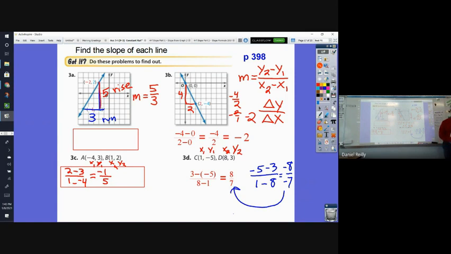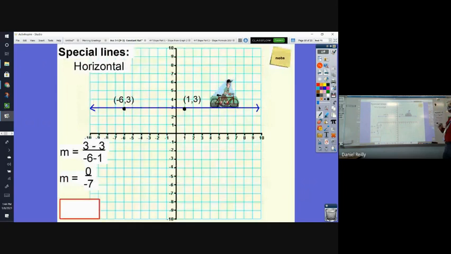The most common mistakes in these problems are having your x and y's reversed, or messing up one side of this and having your answer be negative instead of positive. The thing is, the first numbers here, the y2 and the x2, they have to come from the same point. They have to come from the same ordered pair. If you mess that up, you get a wrong answer.